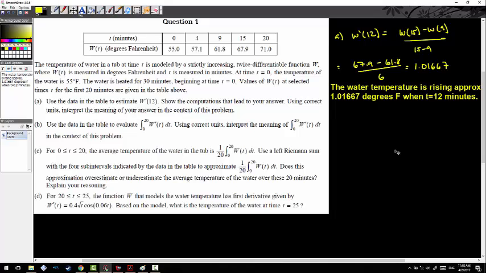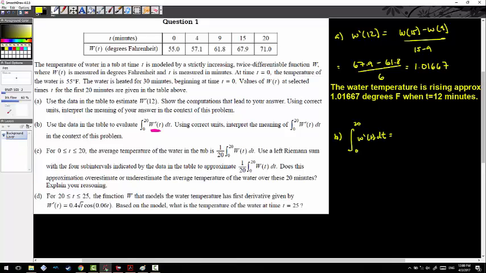Alright, let's look at part B. It says, use the data in the table to evaluate the integral from 0 to 20 of w prime of t dt. Using correct units, interpret the meaning of that in the context of this problem. Okay. Well, notice how they're asking us to integrate w prime, but they don't tell us what w prime is. All I know is that w prime is the rate at which this table is changing. So if I had to integrate that rate, which is what they're asking me to do, from 0 to 20 of w prime of t dt.